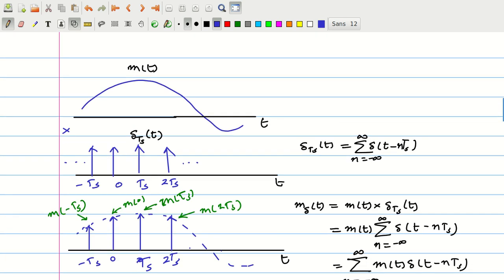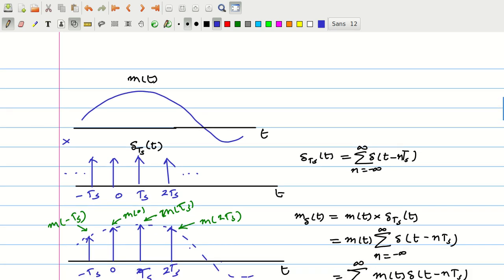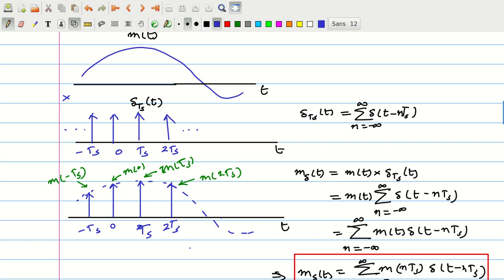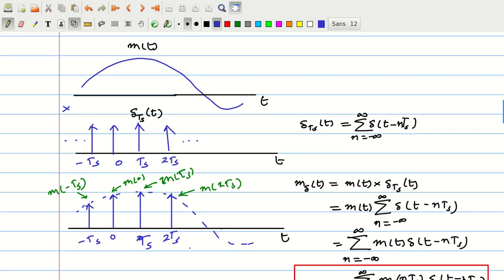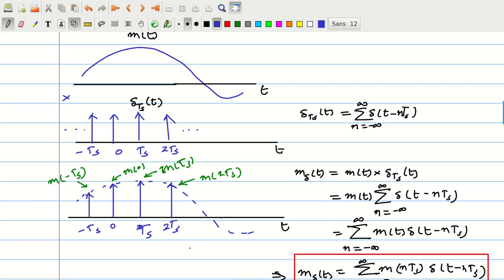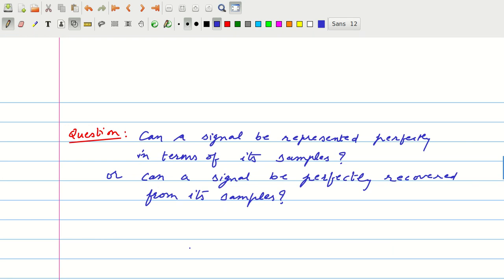So we have seen and we have shown that when a message signal is multiplied by a periodic impulse train, we get the sampled version of the signal. Now the question arises that if we represent a continuous time signal by selecting its value only at discrete time instants, wouldn't there be any loss of information? Can the samples of the signal represent the signal perfectly, or is it possible to perfectly reconstruct the signal from the signal samples? So these are the questions as we have put here.